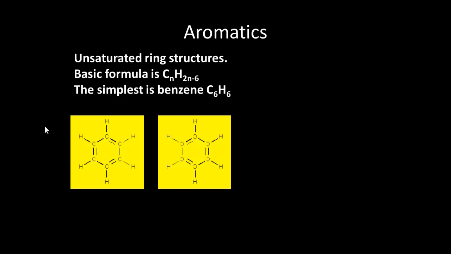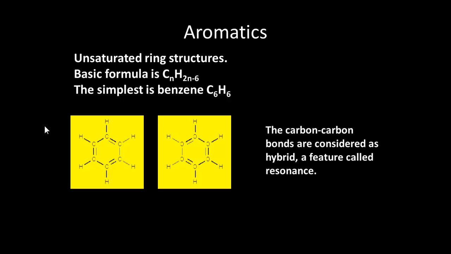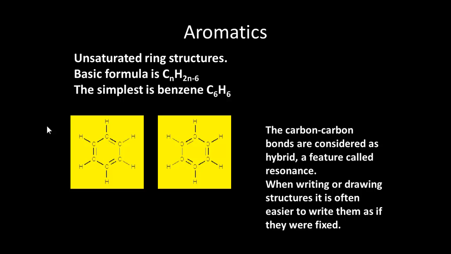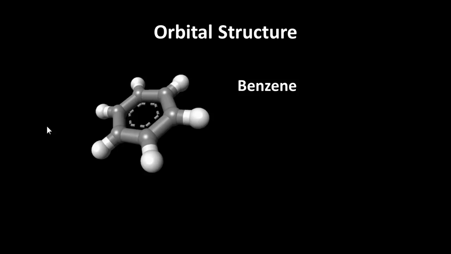So, where are the double bonds? Well, actually the answer is we don't know. And so we consider these as being hybrid, and we consider that benzene shows resonance. In other words, the double bonds could flip back and forth between those structures. So when we write or draw them, we have to make the assumption that they are fixed. In other words, we say that they've got a particular orbital structure.